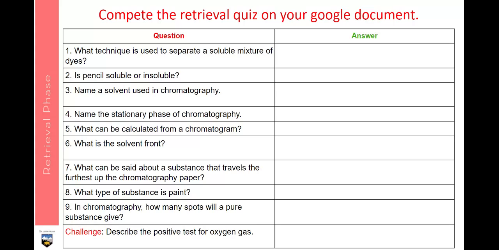Okay, so let's see what the answers should have been. The technique used to separate a soluble mixture of dyes: chromatography. Be careful of the spelling because many students misspell it, but it's actually an A. Is pencil soluble or insoluble? Pencil is insoluble, and that is why we use it to draw the baseline in chromatography.